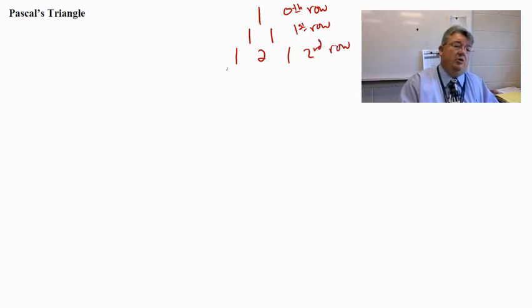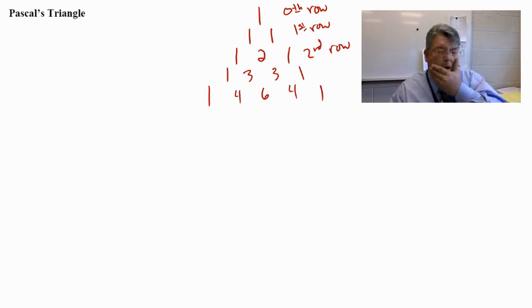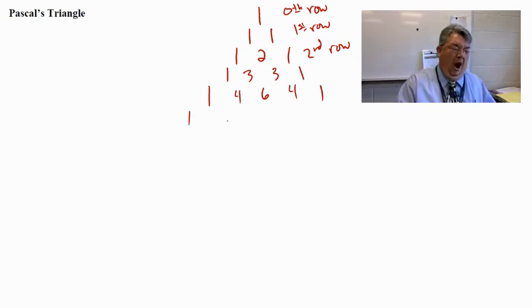The third row starts with a 1, ends with a 1, but check out the middle. 2 plus 1 is 3. 2 plus 1 is 3. The next one, 1. 1 plus 3 is 4. 3 plus 3 is 6. 3 plus 1 is 4. 1. The next row, 1, 5, 10. And if you're not sure where those came from, 1 plus 4 is 5. 4 plus 6 is 10. 6 plus 4 is 10. 4 plus 1 is 5.